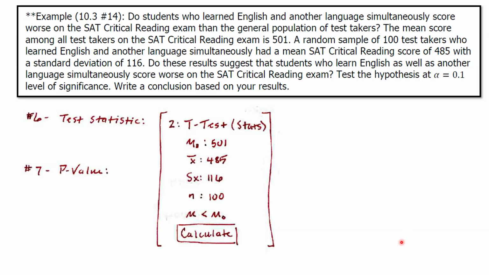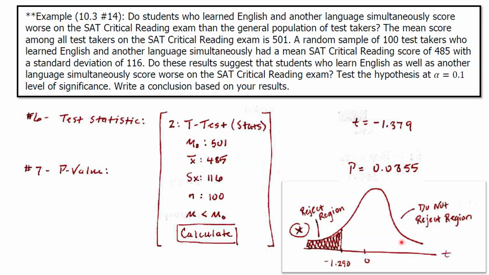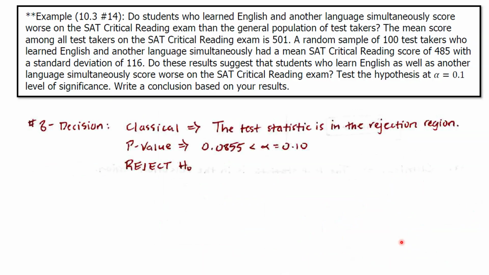So then we would press calculate, and we'd get a test statistic of negative 1.379 and a p-value of 0.0855. So we'd pull up our image to compare our test statistic t to our critical value, and we see that our test statistic lands in the reject region. Okay, so for our decision, the classical approach, since our test statistic landed in our reject region, we are rejecting the null. And we can then use our p-value approach to justify as well.